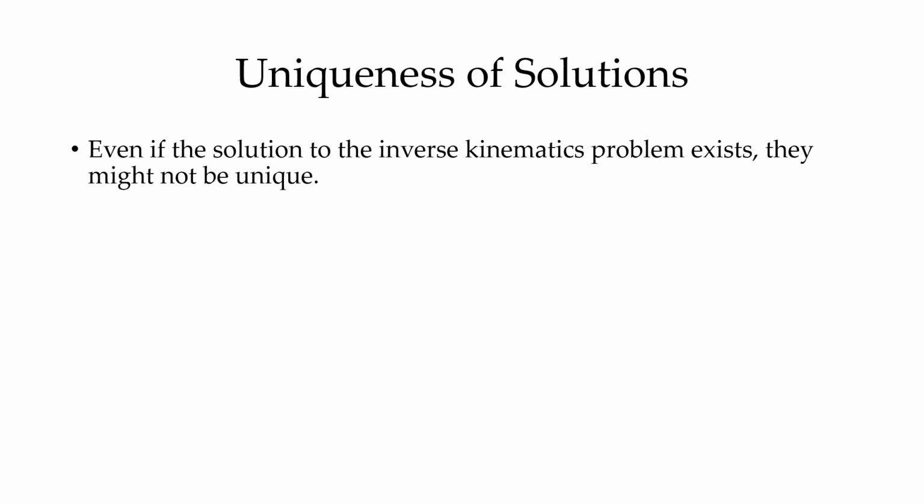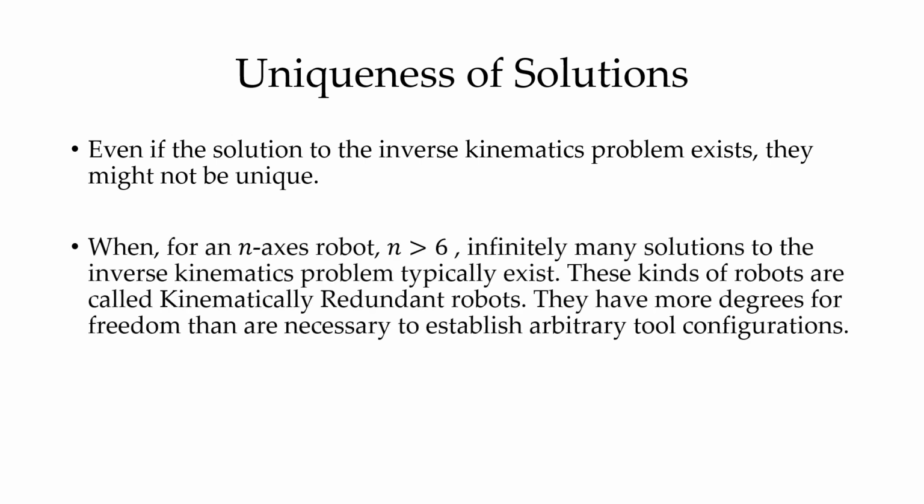Even if the solution to the inverse kinematics problem exists, it might not be unique. Multiple solutions could exist. So what are the cases where multiple solutions exist? Let's say the degrees of freedom n of our robot is greater than 6. Infinitely many solutions can exist for the inverse kinematic problem.